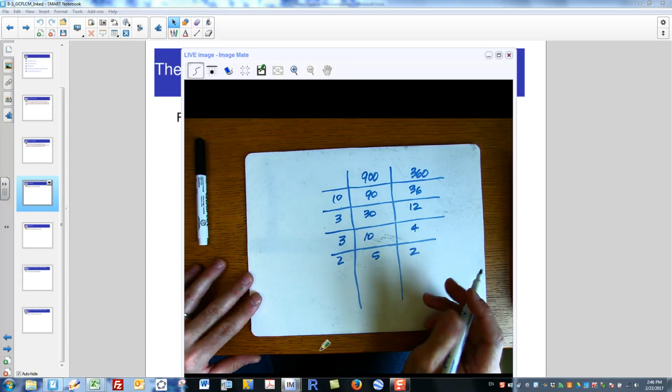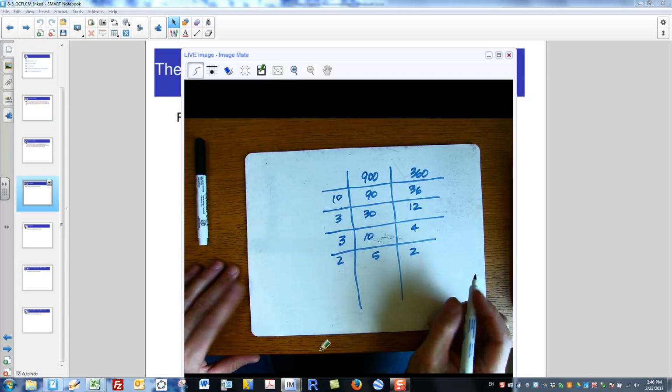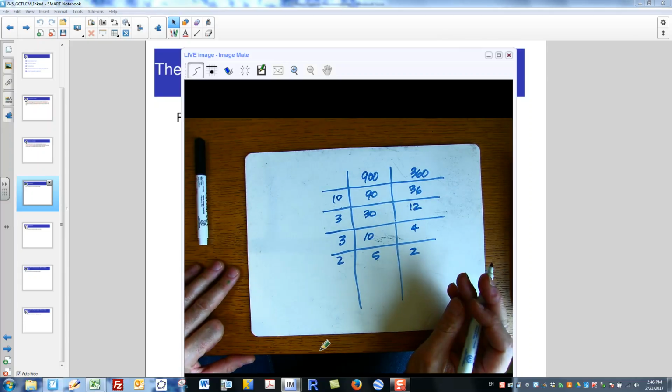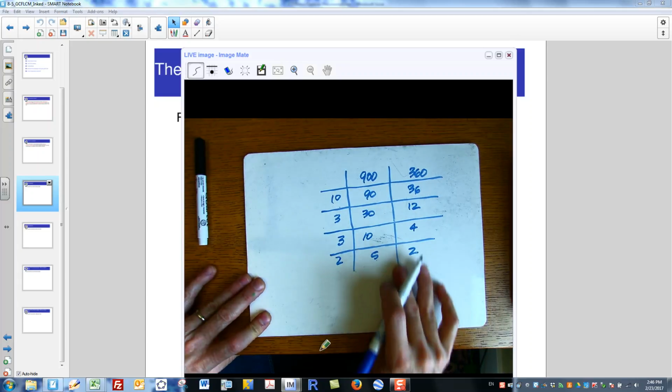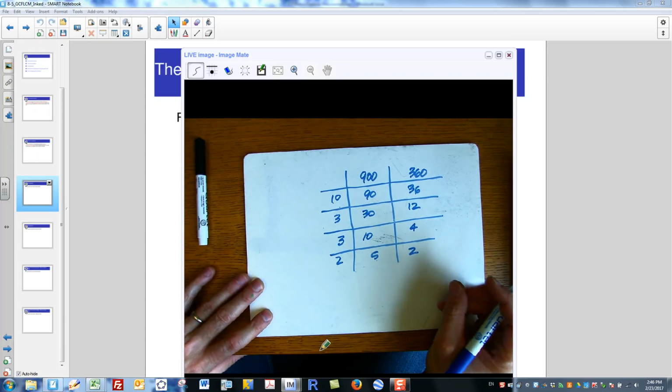So ask yourself now, where do you think the greatest common divisor is found in this lattice? And then where do you think the least common multiple is? And we'll talk about that in a second.